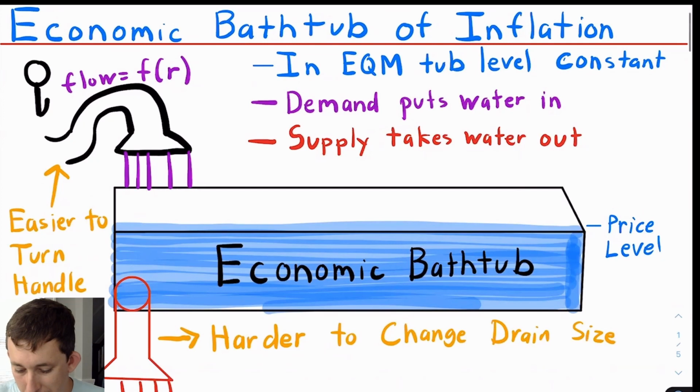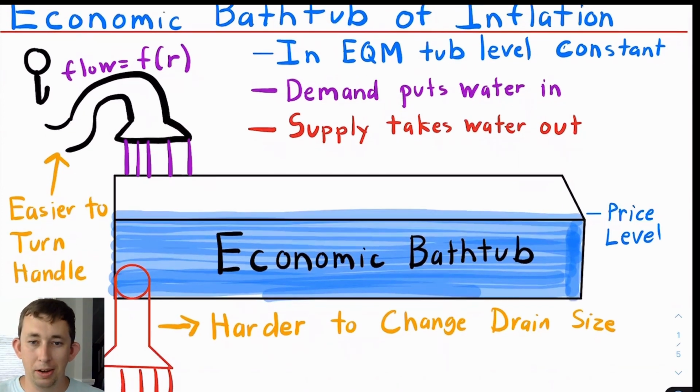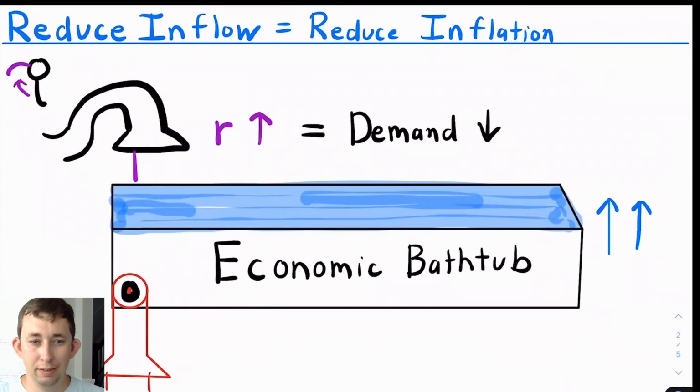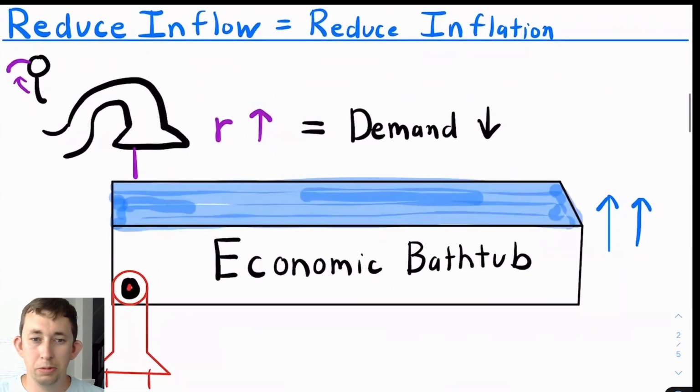In the short run, it's much easier to turn the handle down on demand than to try and make the drain bigger. So in response to high inflation, like we just said, we're trying to reduce the amount of water coming into the tub so that the amount of water leaving the tub is a lot more in line with the amount of water coming into the tub. Maybe we don't have deflation, but maybe we can at least prevent high inflation. The amount of water in the tub won't be rising so fast and prices won't be going up so fast.